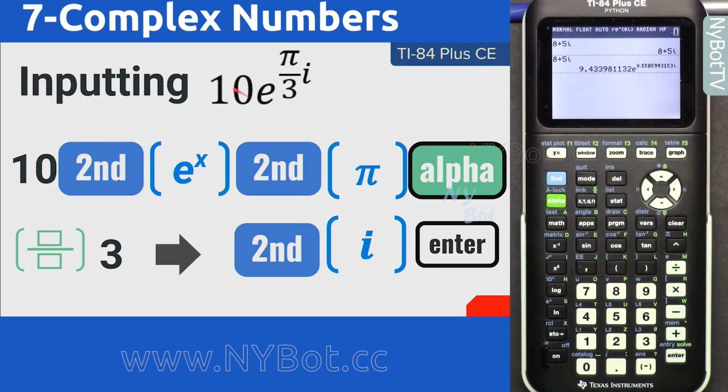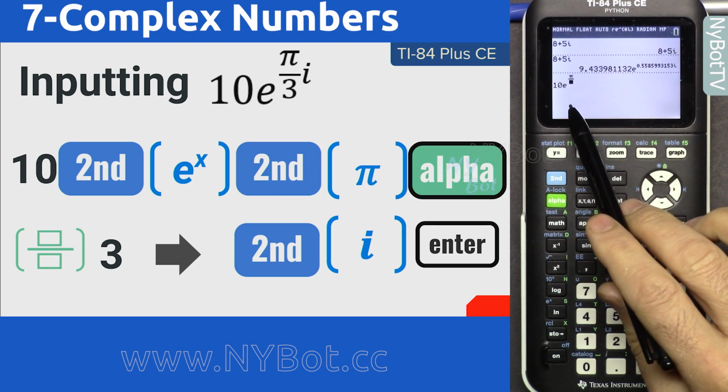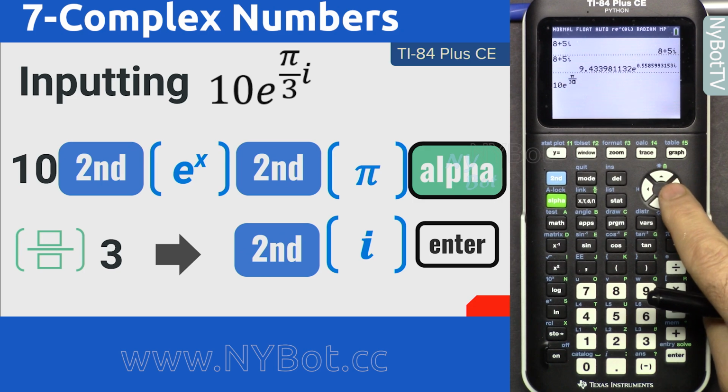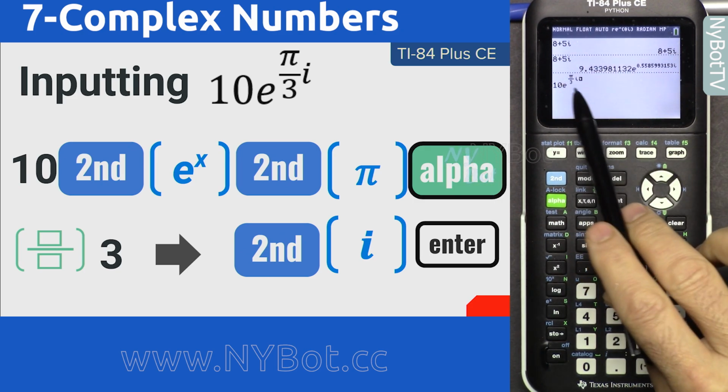Now if you want to enter 10 e to the power some value like this in polar format, we enter 10, second function e, this button here, and then the power is available now. Second function pi, and then alpha with fraction. The cursor moves down, 3 with the arrow go to the right, and then second function i. Now we have the expression.